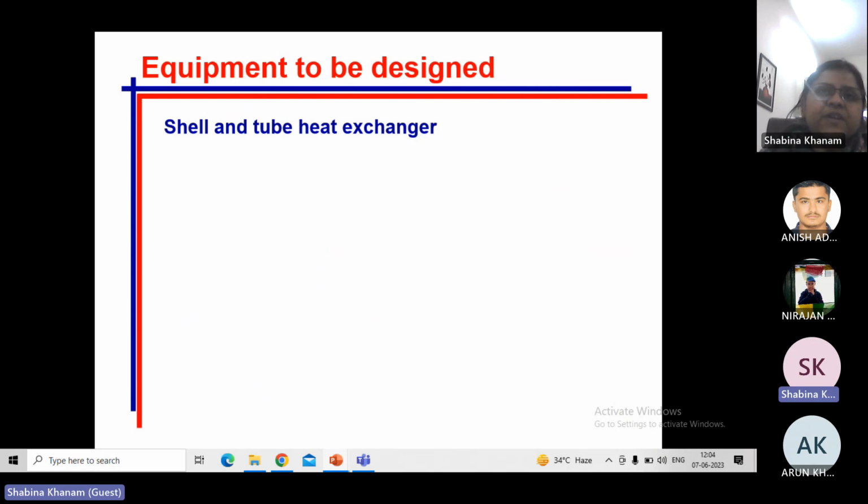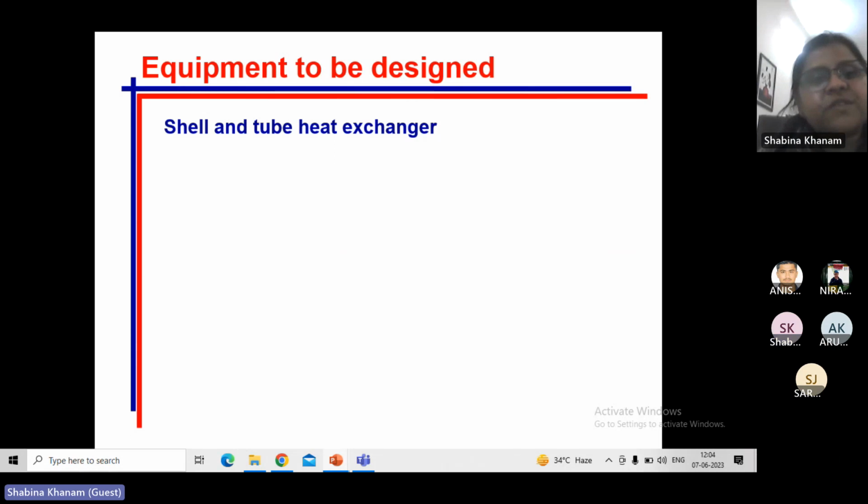So, equipment we need to design, very important equipment as far as the chemical industry is concerned. We have the shell and tube heat exchanger. If I say for a chemical plant, the most widely used equipment is the shell and tube heat exchanger, so that design you should understand properly. So first one, shell and tube heat exchanger. We have another heat exchanger that we consider as the condenser.